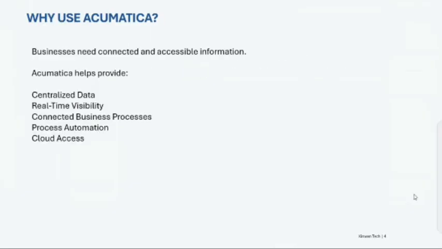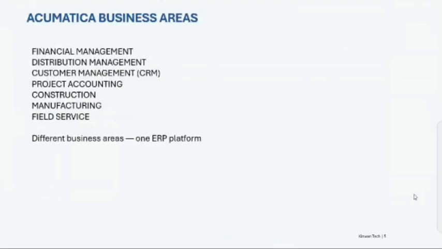To continue from there, you need to understand why use Acumatica as an ERP. Businesses need connected and accessible information which can give more insight on the day-to-day running of the business. Acumatica helps to provide centralized data, real-time visibility, connected business processes, process automation, and cloud access, because it's a cloud ERP system. So even losing your data is close to impossible.